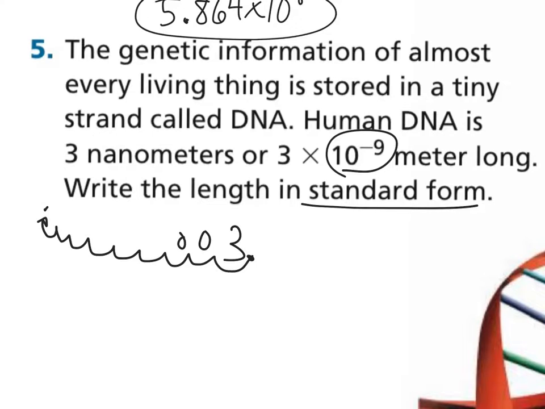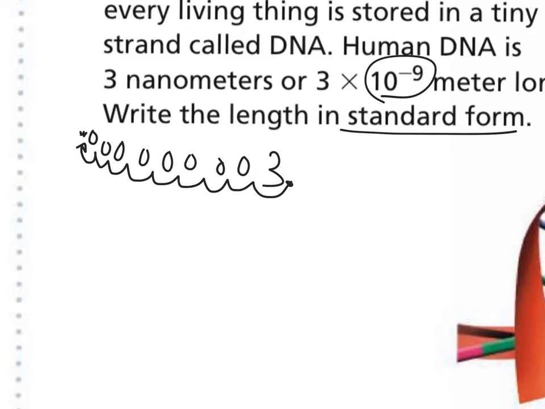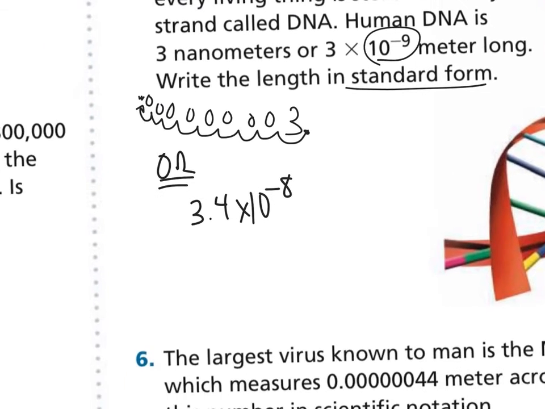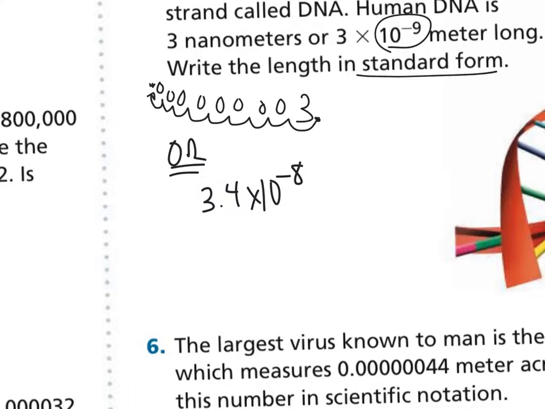One spot gets us in front of the 3, and then we need 8 more zeros. So that's what that would look like, only you don't have to write it as crooked as that. And then we've got a discrepancy here. Apparently some books have that and some have something different. Some of the books here say 3.4 times 10 to the negative 8th. So if you have this, negative 8th means we would move the decimal 8 places to the left.